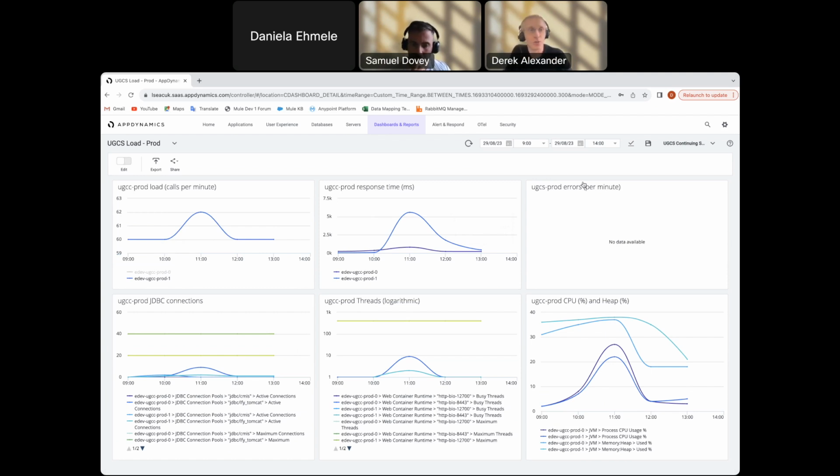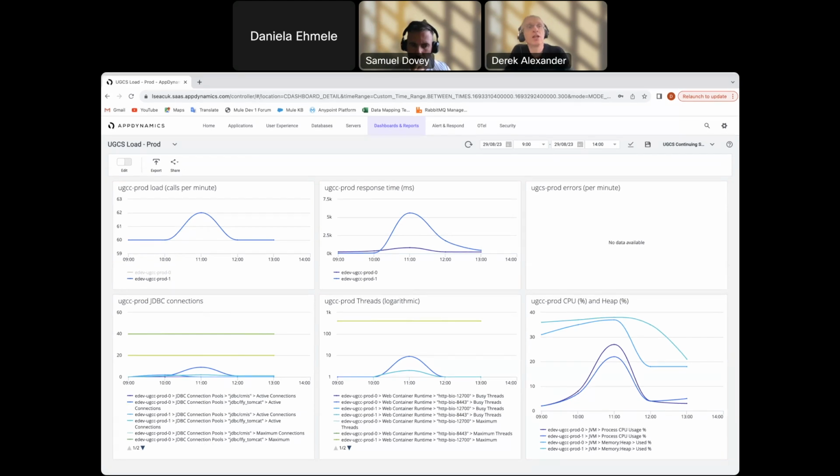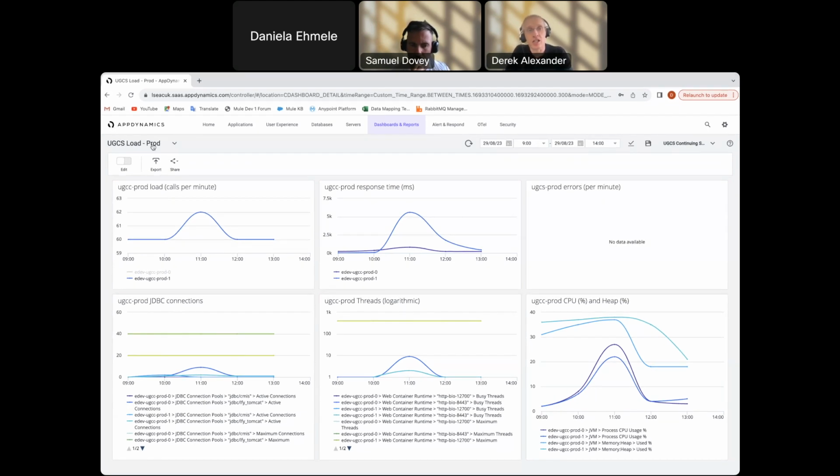Yeah, I can see that. So this is a dashboard from our undergraduate course selection app in production, taken during the opening period of the undergraduate course selection process. It was 10 o'clock on the 29th of August. This is where we opened it for continuing students, those going into their second, third, and fourth years.